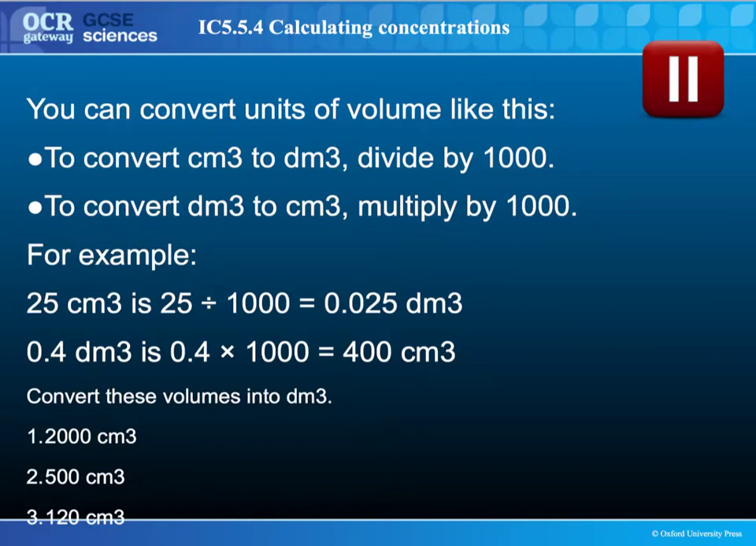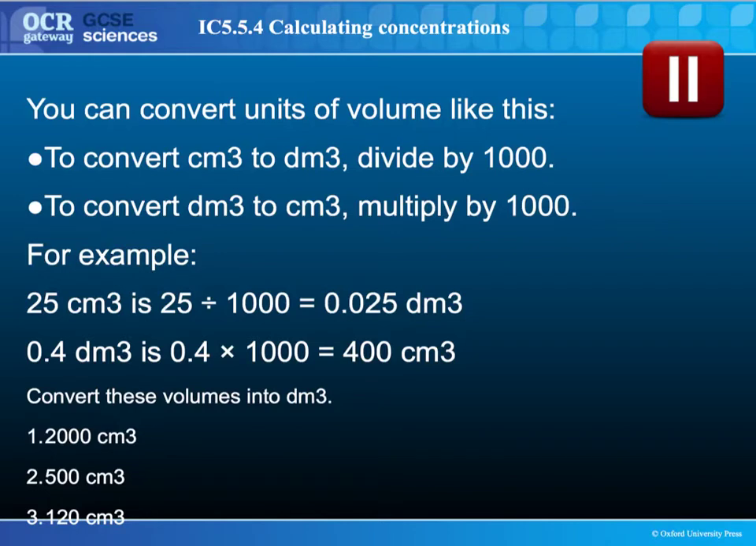Two examples here. Converting from cubic centimetres to dm3, you do 25 divided by 1000, and converting from 0.4 dm3 to cubic centimetres, you multiply by 1000. There's three examples for you to try at the bottom. Might be a good idea to pause now.